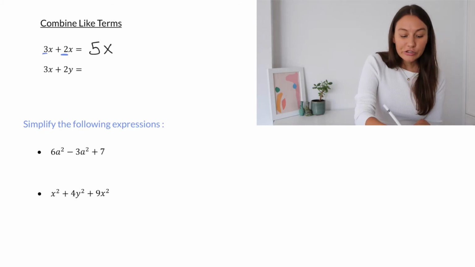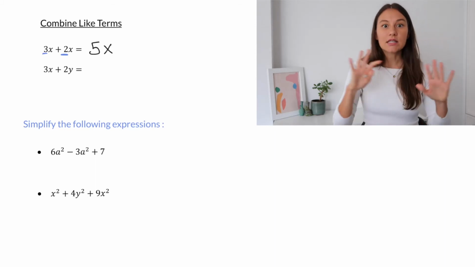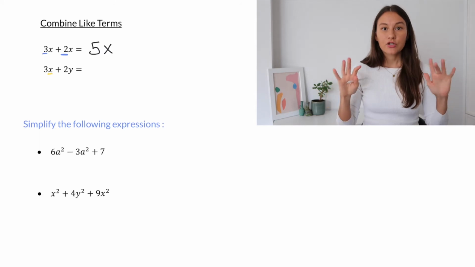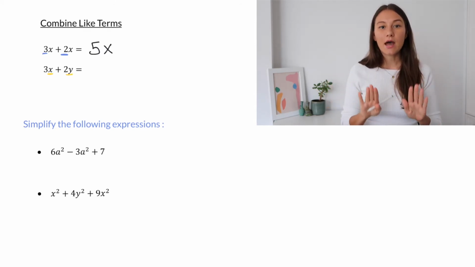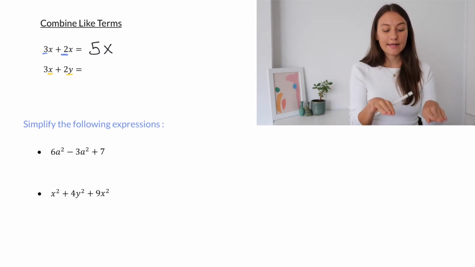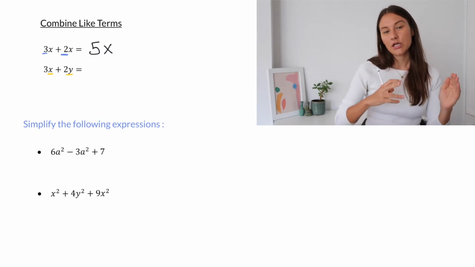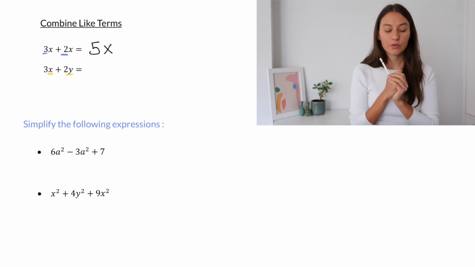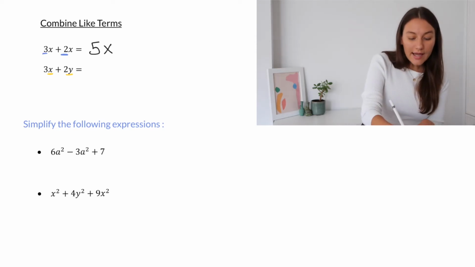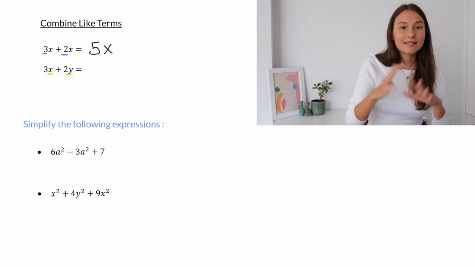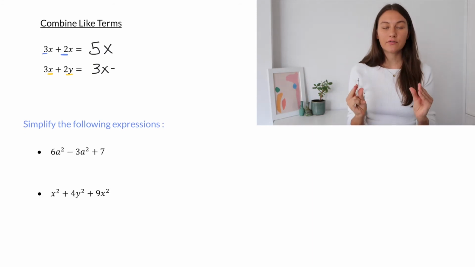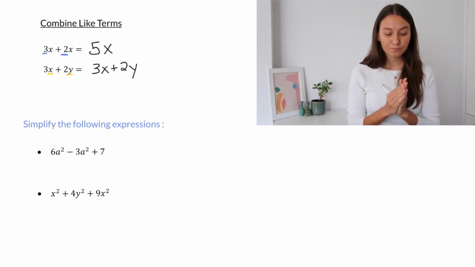Now 3x plus 2y, ooh, this is like completely different, right? They're two different variables. I cannot put them together. This already is in simplest form. That's like saying I can't say 3 PlayStations and 1 Xbox. I can't put those together. So 3x plus 2y is already in simplest form. They have two different variables. I cannot combine them.